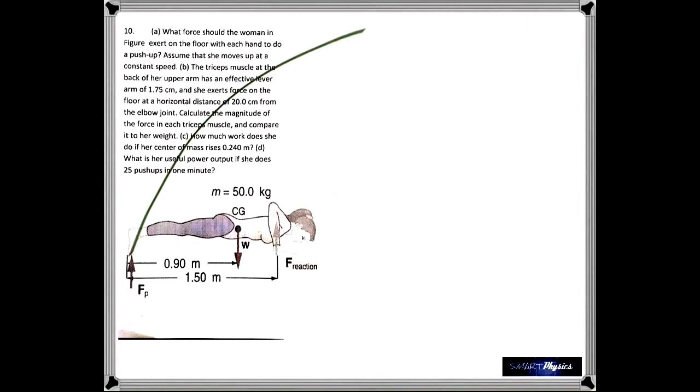Okay, assume that she moves up at a constant speed. The triceps muscle at the back of her upper arm has an effective lever arm of 1.75 centimeters. We'll see what that is. And she exerts a force on the floor at a horizontal distance of 20 centimeters from the elbow joint. Calculate the magnitude of the force in each triceps muscle and compare it to her weight. And then see how much work does she do to lift her center of mass 0.240 meter. And D, what is her useful power if she does 25 push-ups in 1 minute?